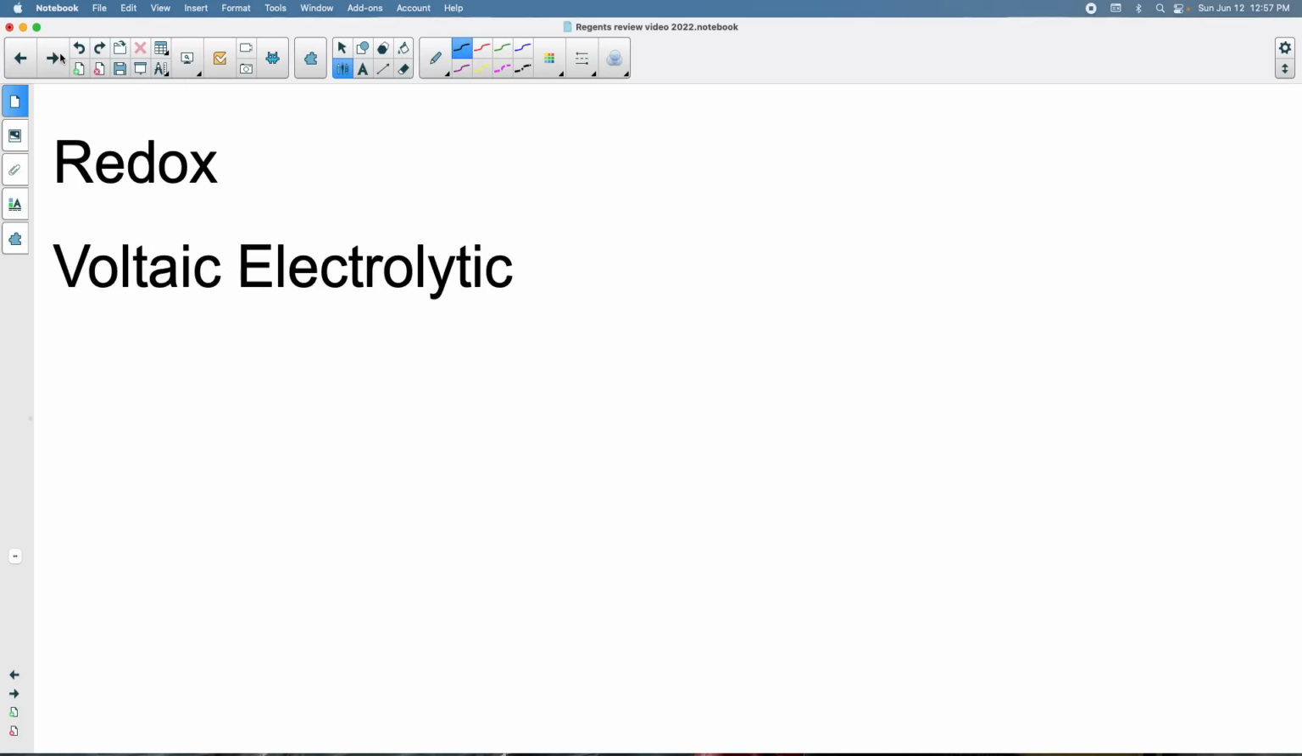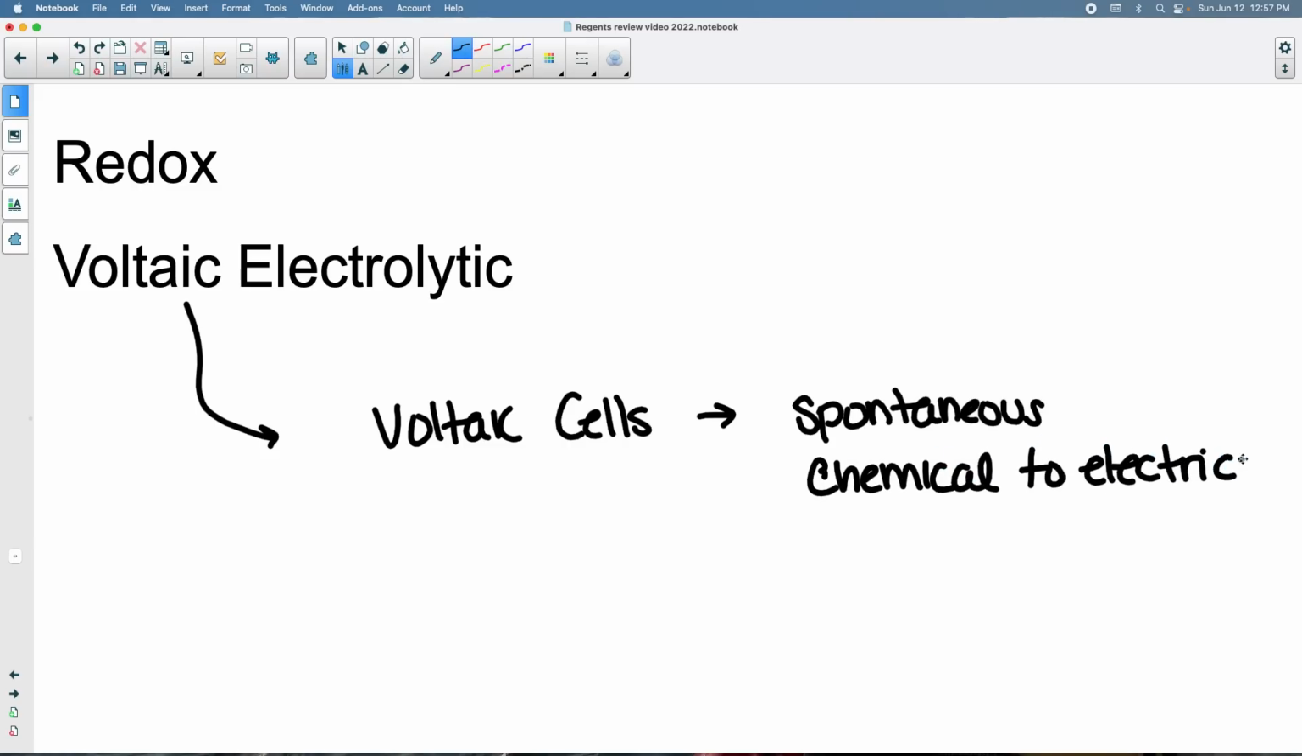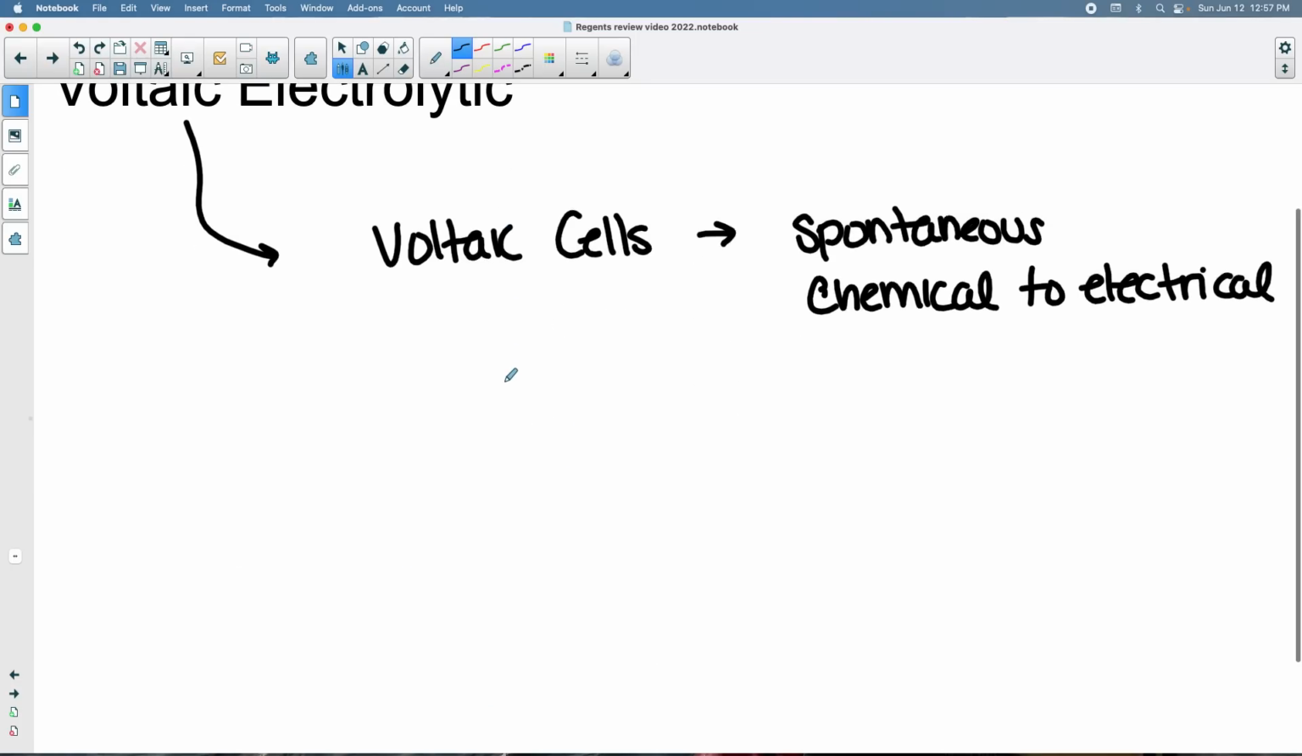Voltaic versus electrolytic. We'll do voltaic first. Voltaic cells are spontaneous redox reactions, where they are going to convert chemical energy to electrical energy. Our voltaic cell is a battery.